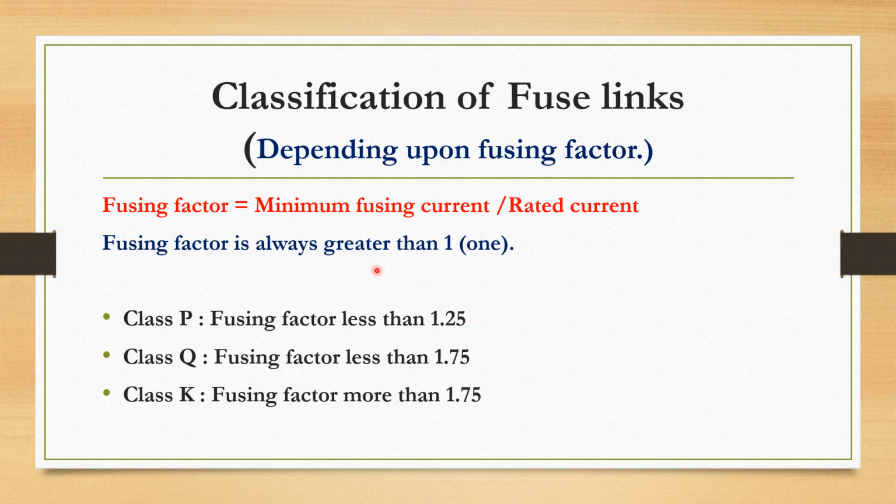Depending upon the value of fusing factor, fuse links are classified as class P, class Q and class K type fuse elements. Fusing factor less than 1.25 is categorized as class P type fuse link. Fusing factor less than 1.75 is classified as a class Q type fuse link, and fusing factor more than 1.75 is called a class K type fuse link.